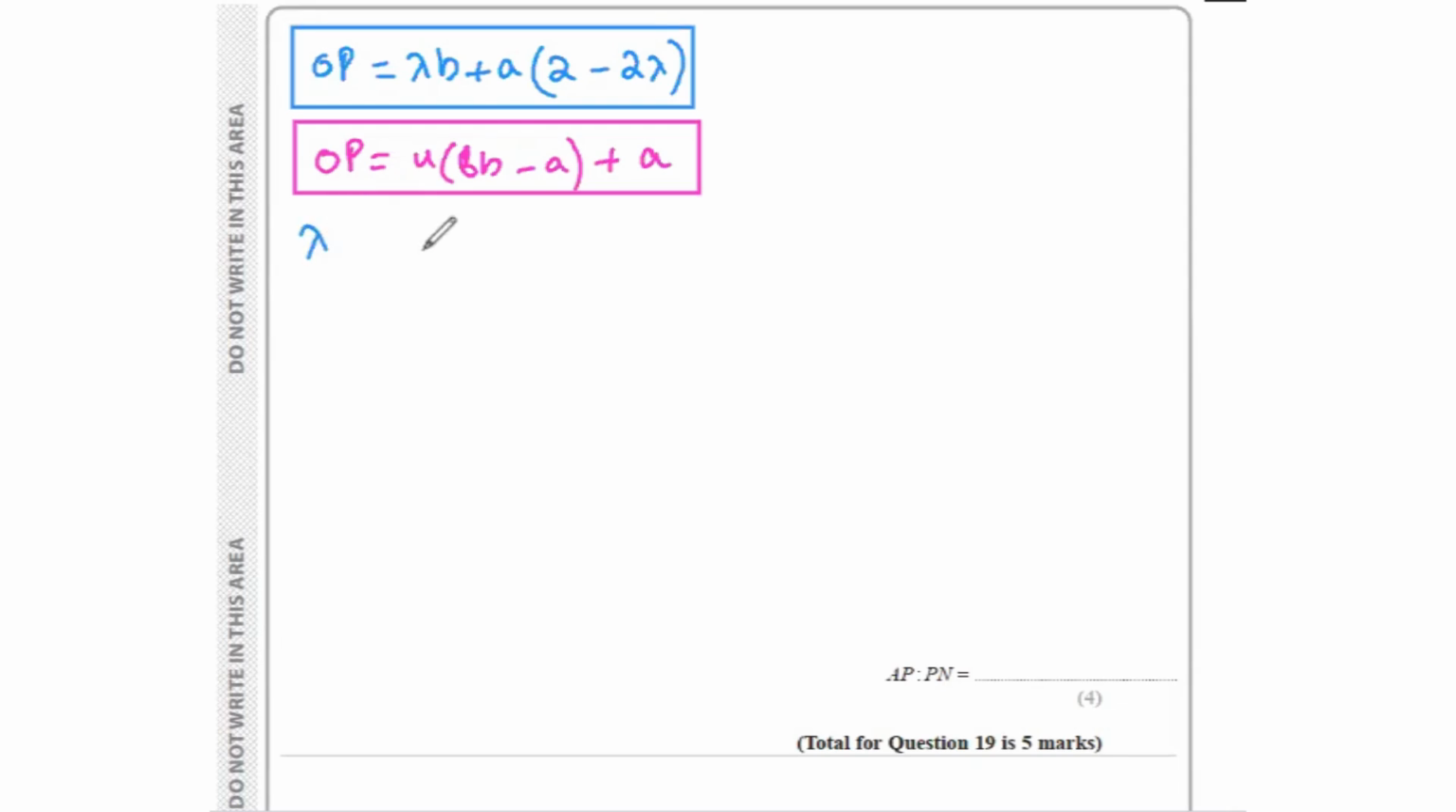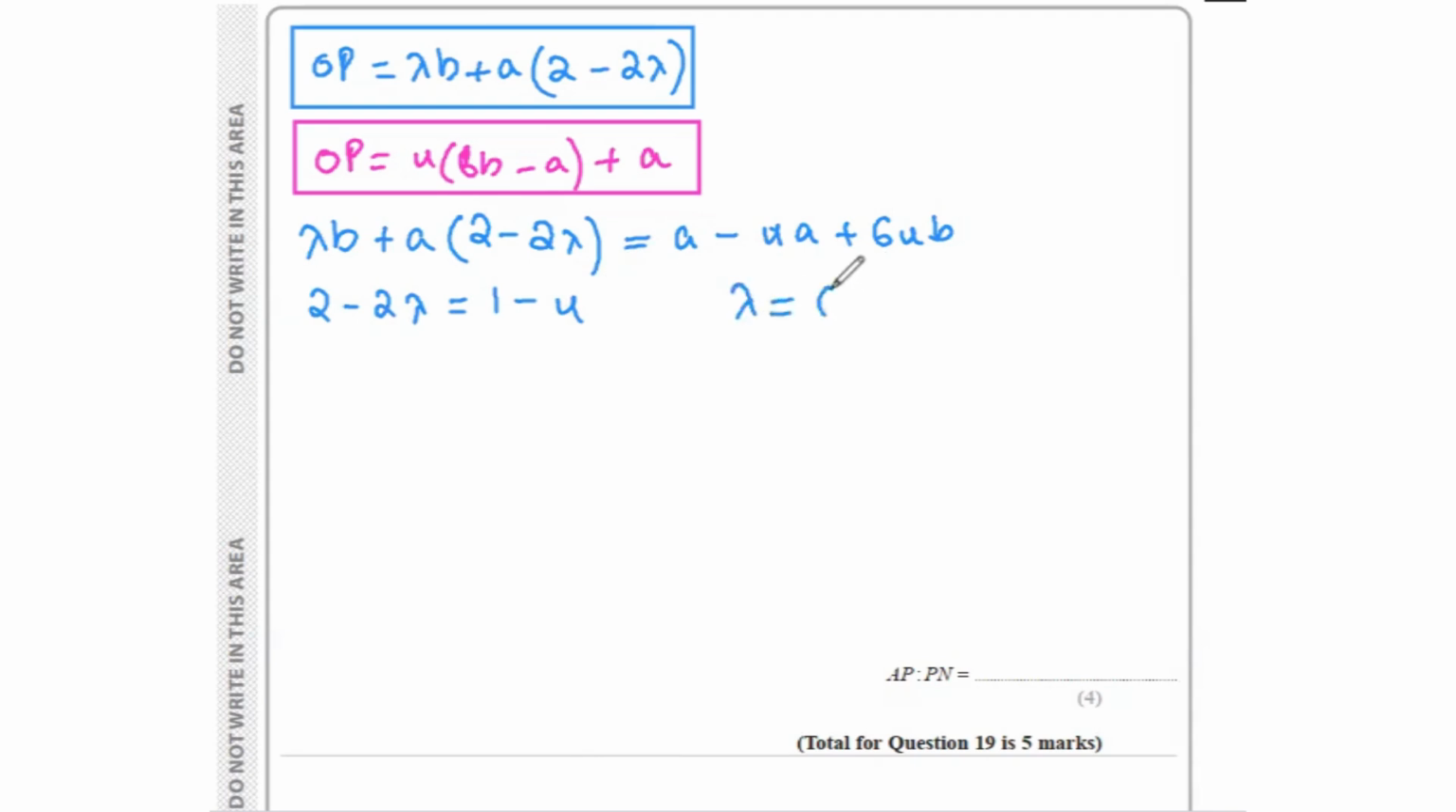Lambda B plus A bracket 2 minus 2 lambda equals A minus mu A plus 6 mu B. So the B is equal to each other and the A is equal to each other. For A, it's going to be 2 minus 2 lambda equals 1 minus mu. And for B, it's going to be lambda equals 6 mu. So if lambda equals 6 mu, we can substitute that in the equation.